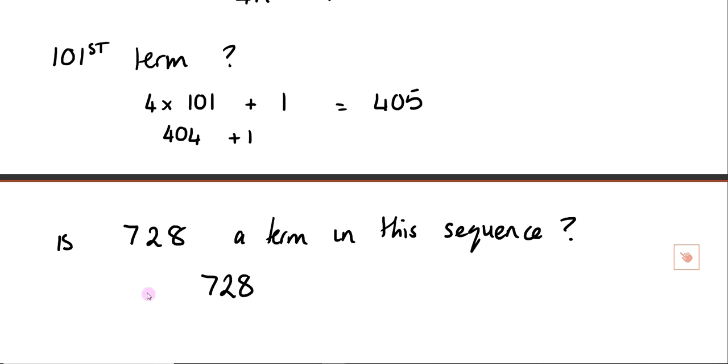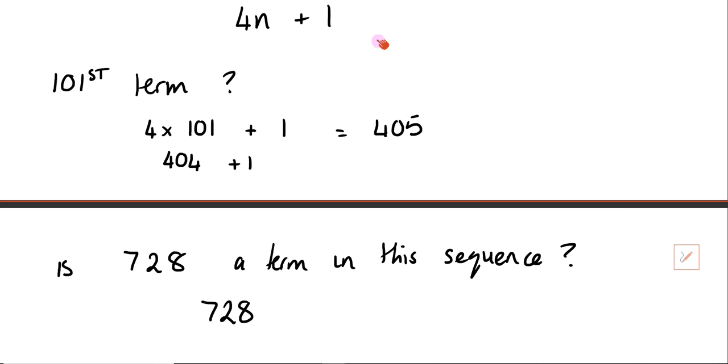728 divided by 4. Not yet. I haven't written something down. I want to make a statement first. I'm saying that this here, I'm asking, does 4n plus 1 ever equal 728? Yeah? That makes sense? So I'm saying, is 728 a term in the sequence? So how would I know if it is or not? Good. Is that what you're going to say, Matthew? What were you going to say?